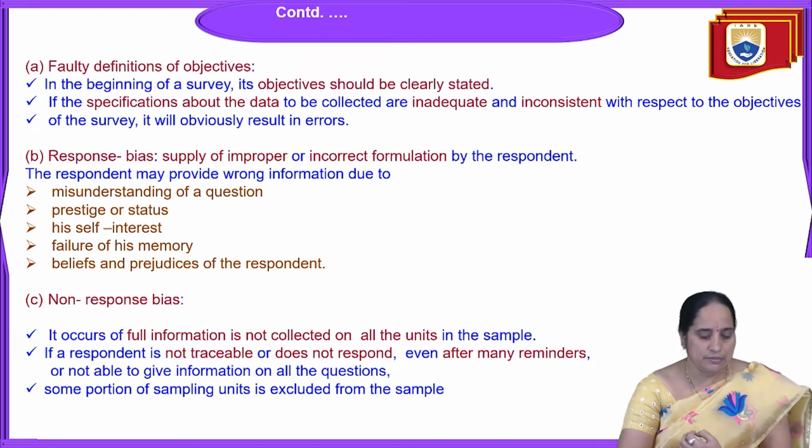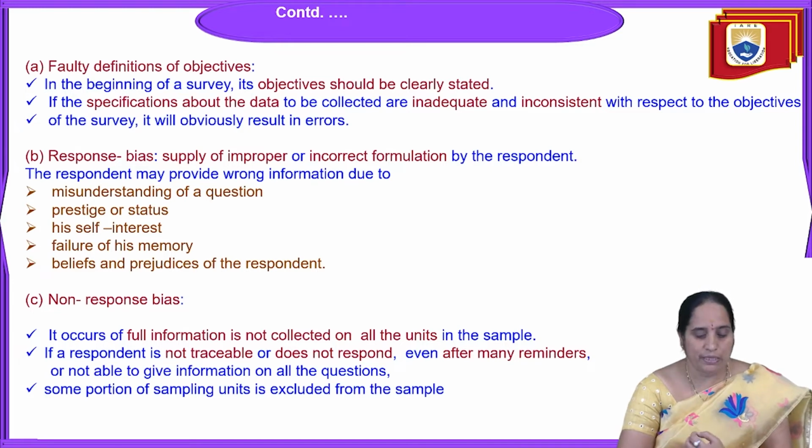And third one is his self-interest. If you want to provide correct information, you should have interest. It is not every time that you can find everyone giving the true information, the facts only. It depends on self-interest. If you are interested, then you are going to provide accurate information to the investigator, or else you may try to mislead the researcher also. That is the way people cause response bias.